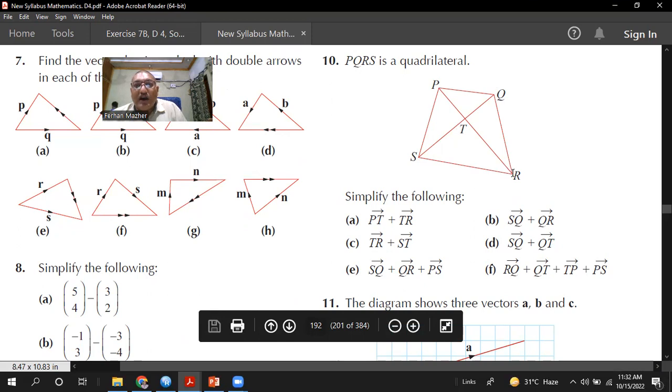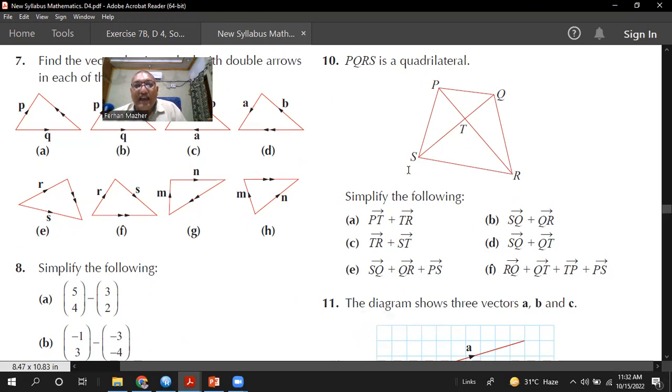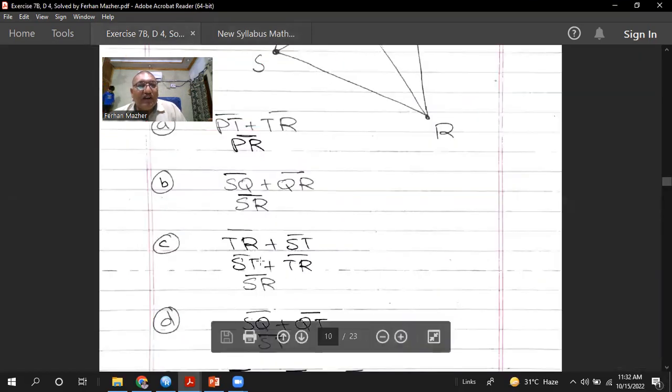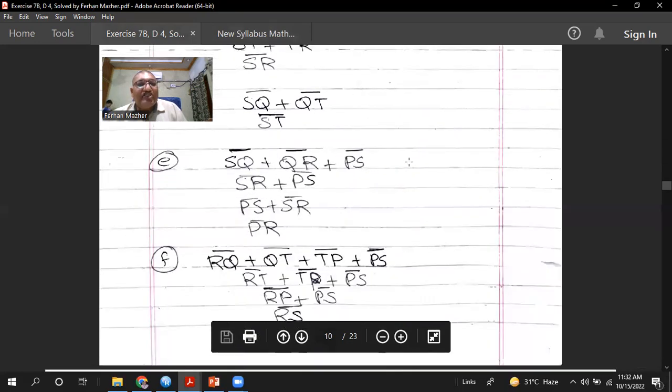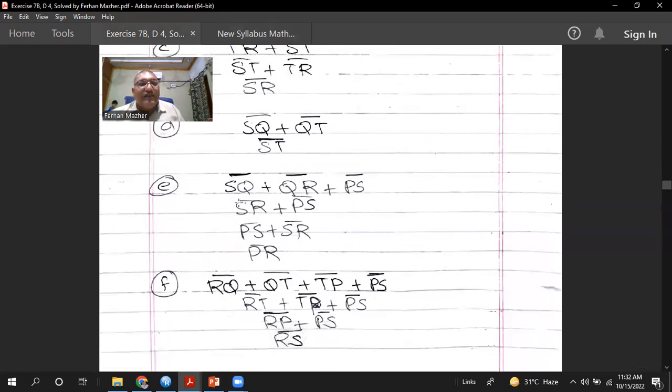Then we have SQ plus QR plus PS. First of all, SQ plus QR will be SR. Then you have the plus PS. Change the order. Bring this PS first. PS plus SR, where it ends, this starts. So it will be PR.